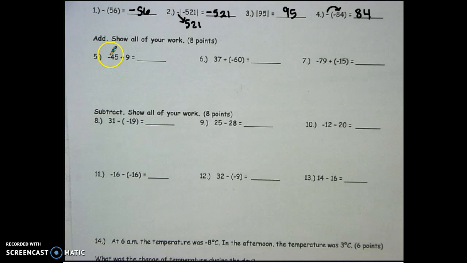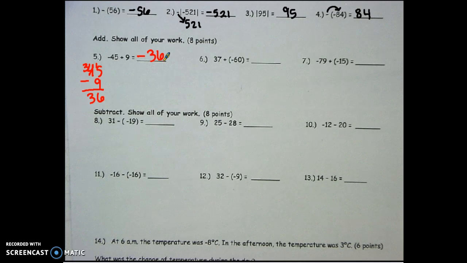I have a negative 45 and a positive 9. The signs are different, so I subtract. You take the bigger number and put it on top and subtract like normal. Don't worry about your sign right now. I have to regroup. 15 minus 9 is 6. Bring down your 3. Now, take the sign of the number with the highest absolute value. That's whatever number you just had on top. The sign of 45 is negative, so it is negative 36.